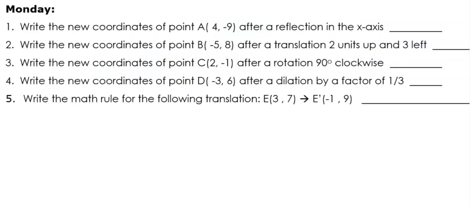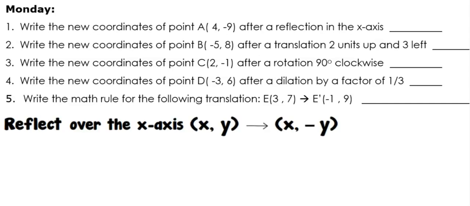Homework number 20. The first 5 questions ask you to perform some transformations. The first question asks you to write the new coordinate of point A after a reflection over the x-axis. In order to do that, you need to follow the reflection rule, which is that when you reflect over the x-axis, you change the sign of the y-coordinate. The new point will also be called A prime.